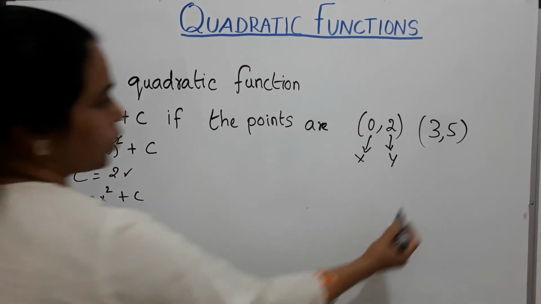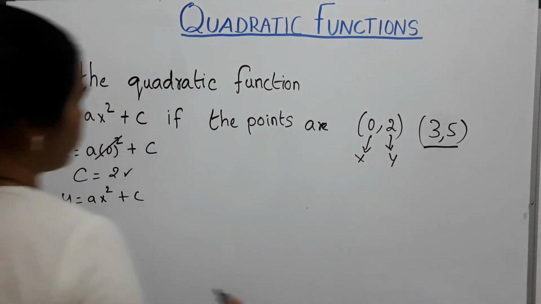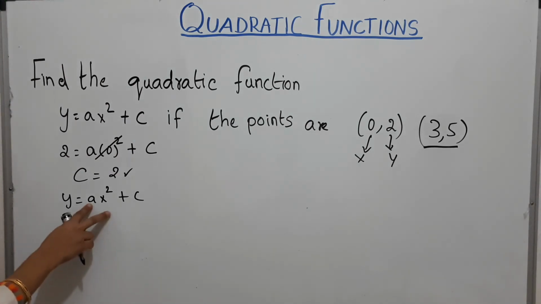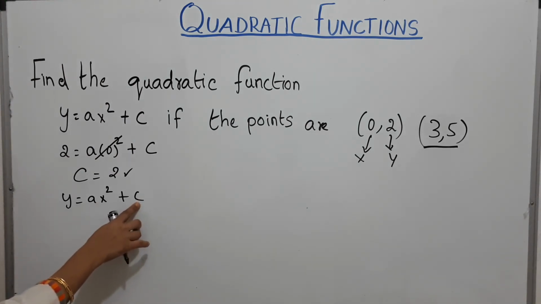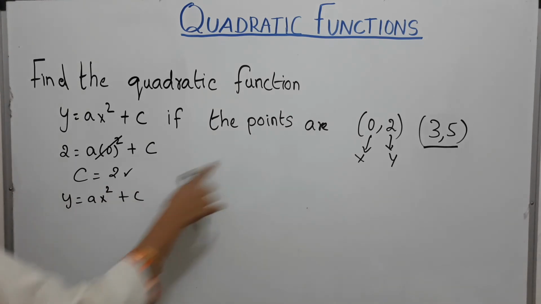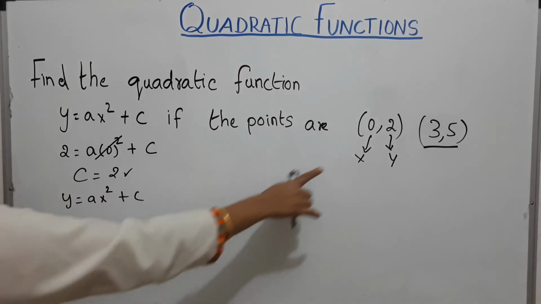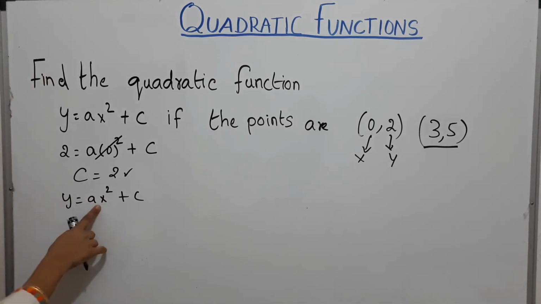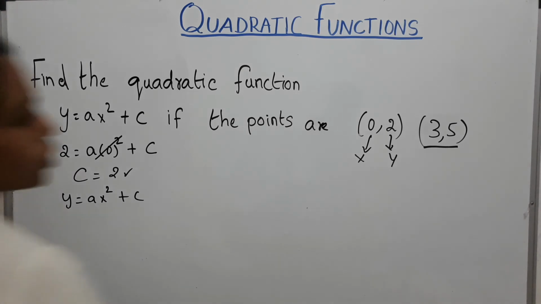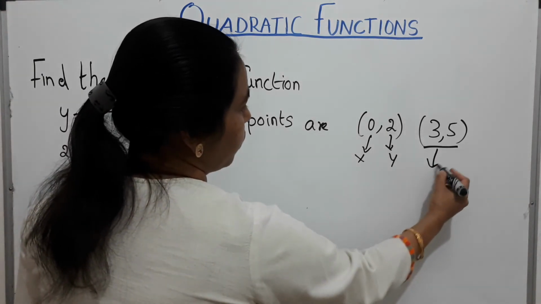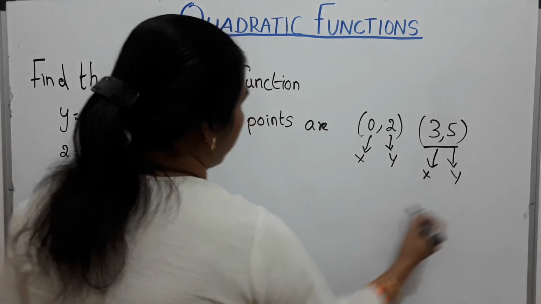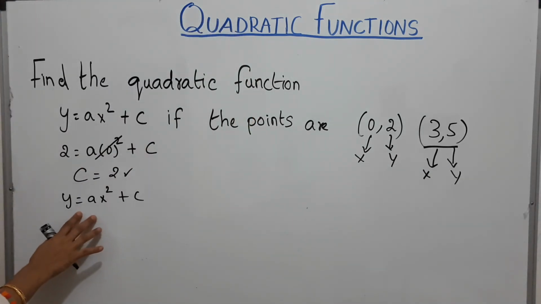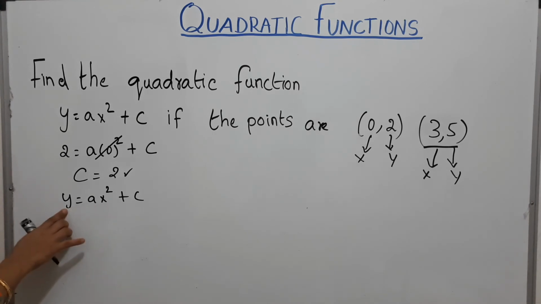And now you can use the second point, which is (3, 5), to find the value of a. Because if you are using the first point, the value of c is known, and this term will be cancelled and we cannot find the value of a. So you have to use another point, which is (3, 5). So here also, this is x and this is y. For this equation, you have to use 3 and 5 in the place of x and y.